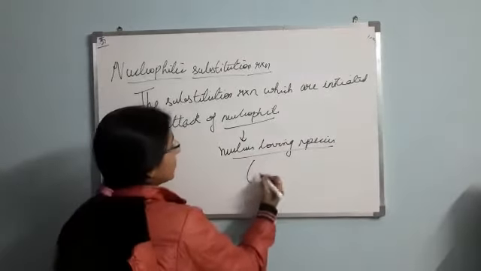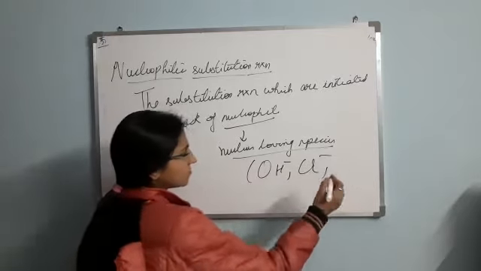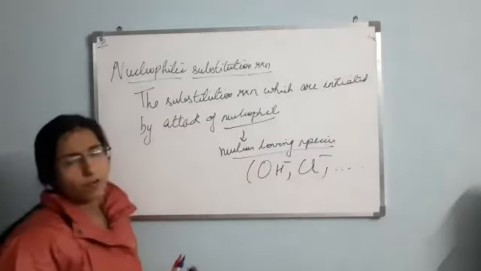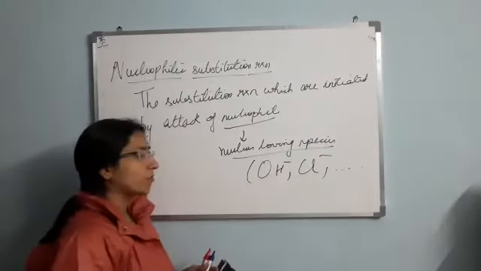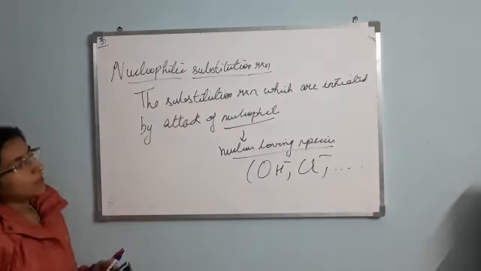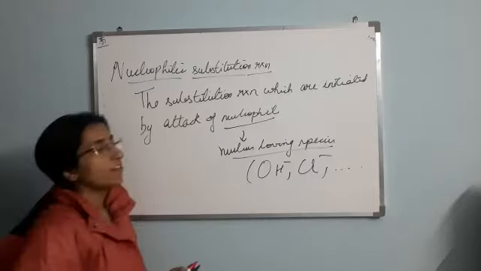If they are nucleus loving, then basically they are negatively charged. There are so many, but today we are going to study the attack of a nucleophile, that is basically the hydroxide ion. And before starting SN1 and SN2, I will let you know about the wedge formula also.